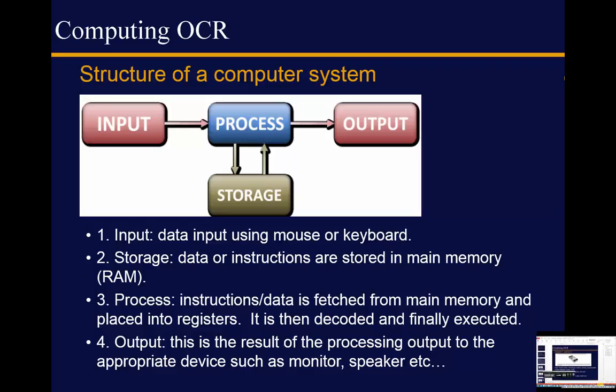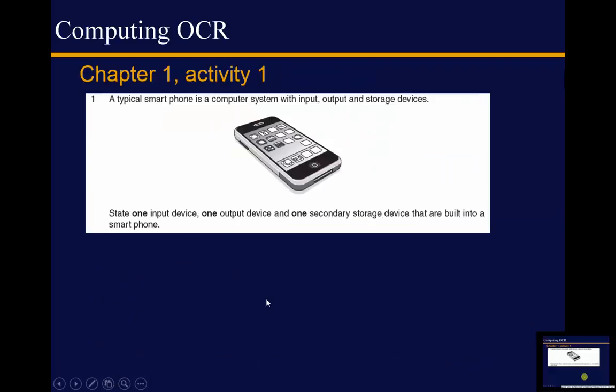And then finally we have output. So this is the result of the processing, which is then outputted using a monitor or a speaker. That came up in the 2015 exam paper. This question is worth 3 marks, and what you've got to do is identify the input, output and storage for this particular device, which is a smartphone.